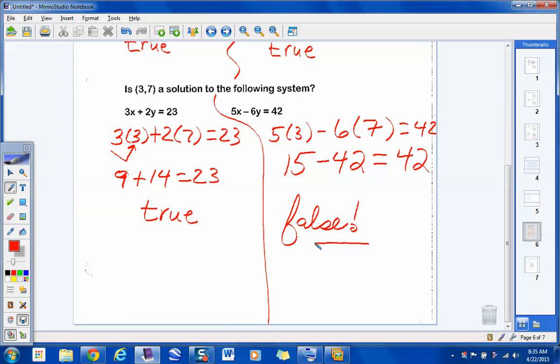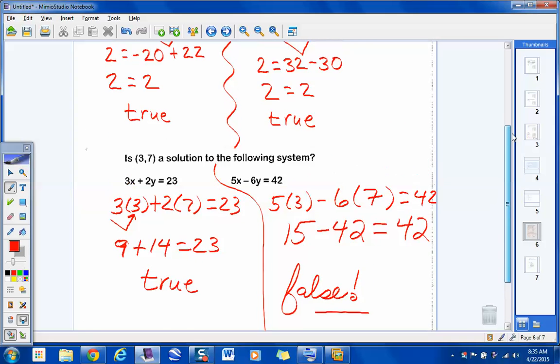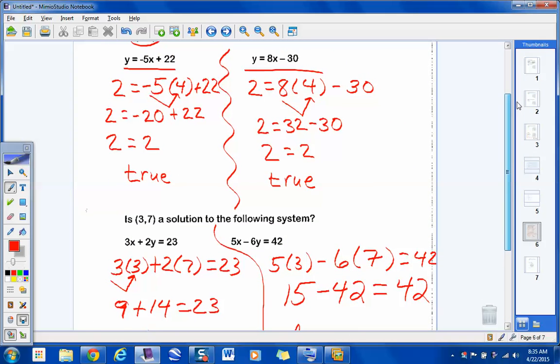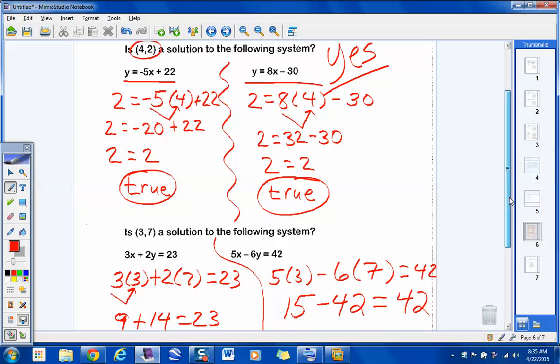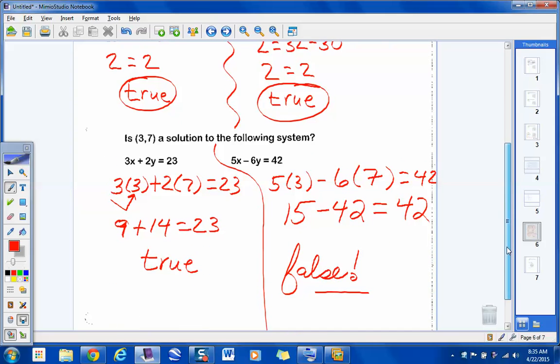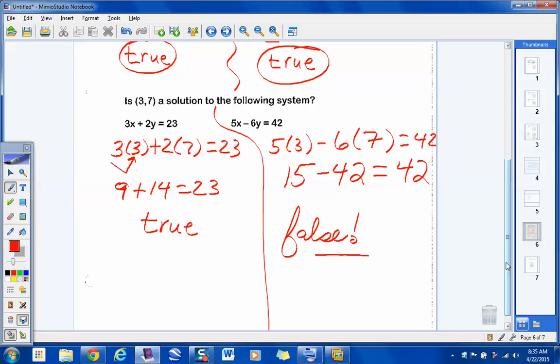So the questions that you had in these 2 problems were this. The top one: is (4, 2) a solution to the system? Both problems turned out true and true. So what are you going to say up here in this question? Yes or no? Yes. The answer would be yes, it is. Okay? How about down here? Is (3, 7) a solution to that system? You would say, no way, Jose.